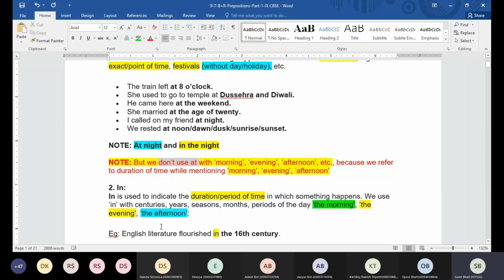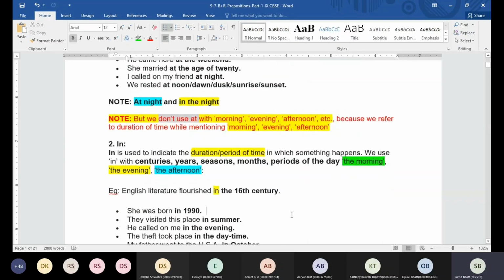We use in with these words, especially if you are referring to centuries, years, seasons, months, and periods of the day. Period of the day means we are referring to duration of time, like the morning, the evening, and the afternoon. Like English literature flourished in the 16th century. So we are referring to the period of time, the duration of time when this thing happened.